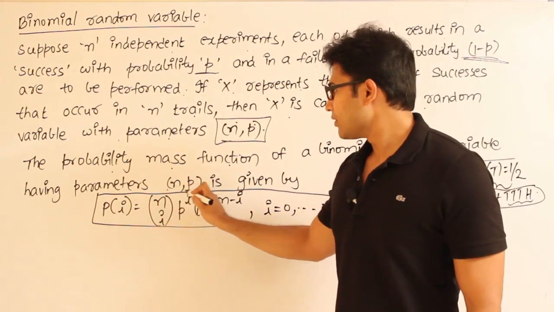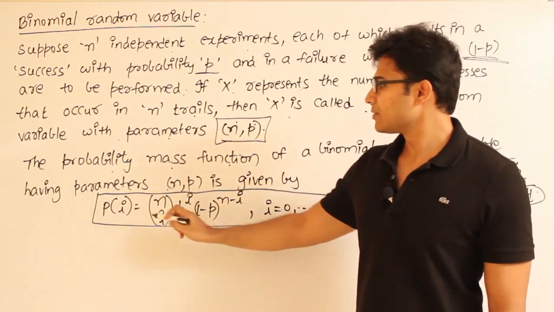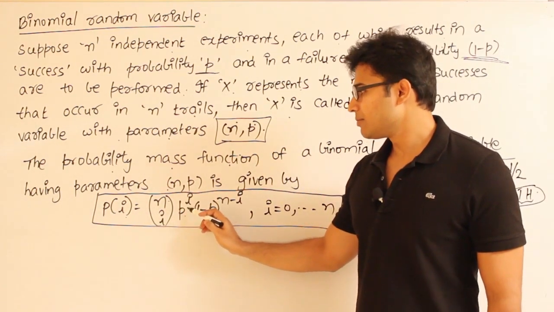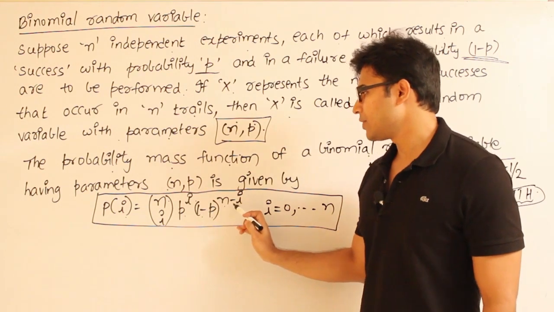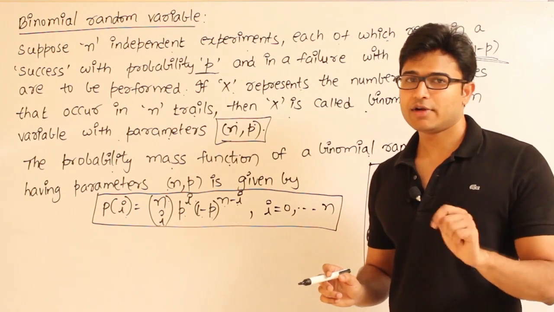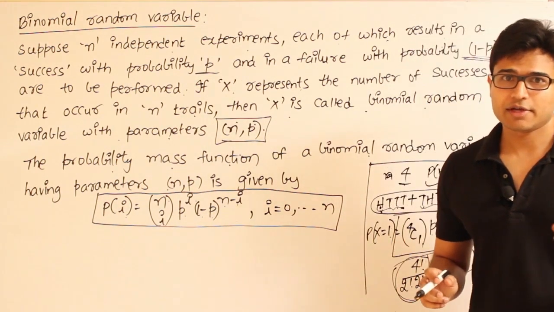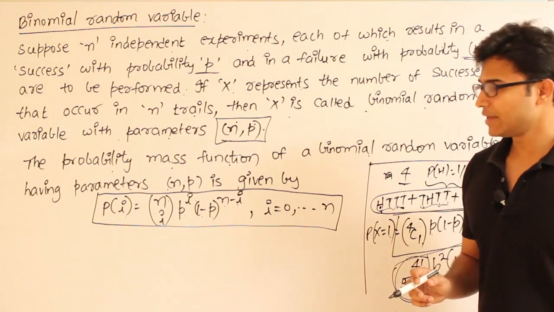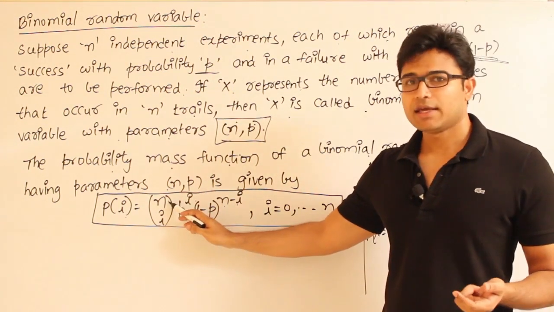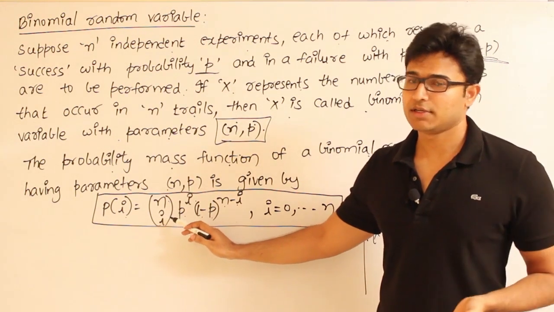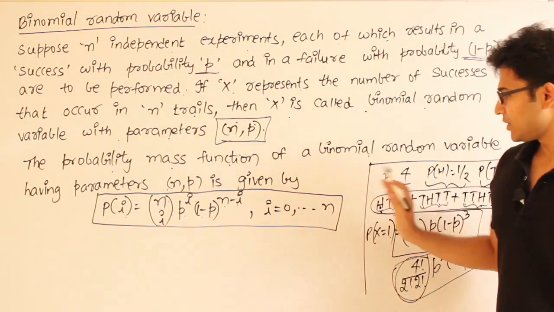Then the probability mass function is given by p of i equal to nCi into p power i into (1 minus p) power n minus i. nCi means, you know, n factorial divided by (n minus i) factorial into i factorial. You please look at the combinatorics videos, you will understand this better. Are you getting this? nCi means n factorial divided by (n minus i) factorial into i factorial, right? So that is what we have just explained here.